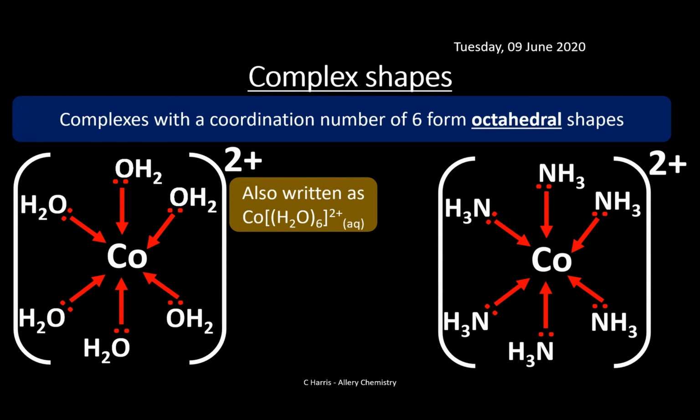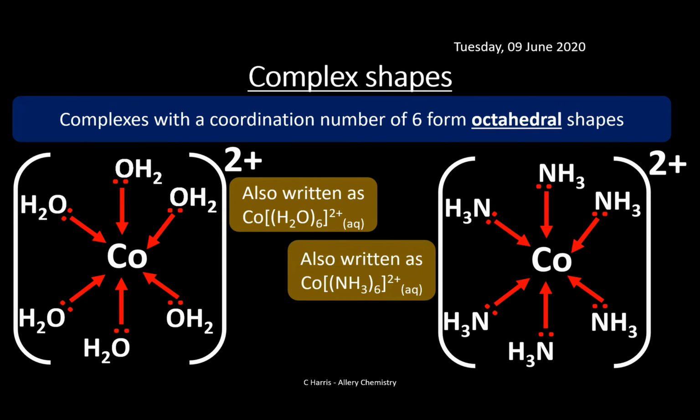So let's have a look at another example. This is ammonia, and we know ammonia is a small ligand as well, a bit like water. So we can fit 6 of them around the cobalt in the middle there, and clearly that can also be written like that. So very similar to the water one, as you can see.